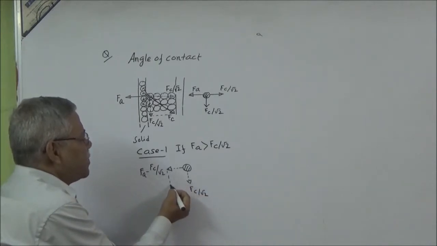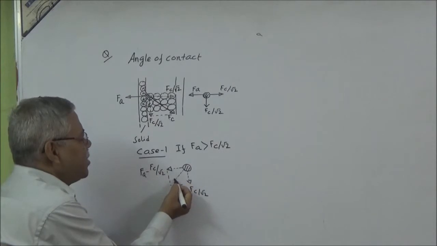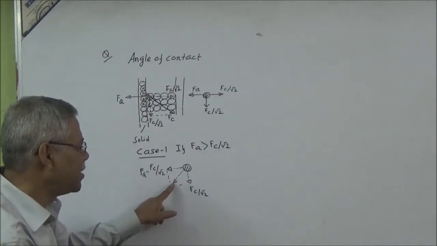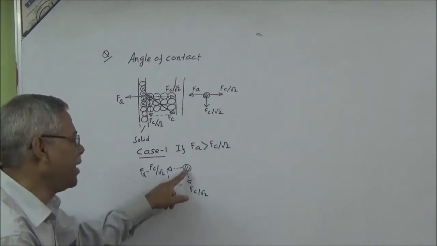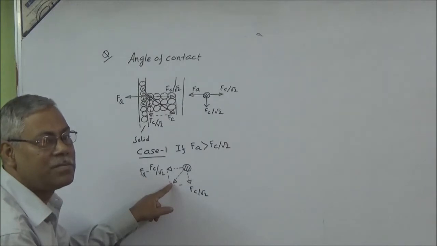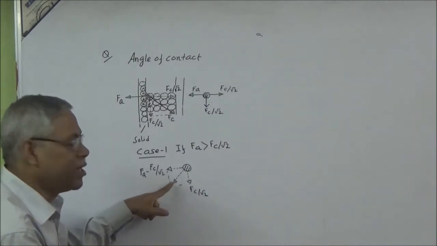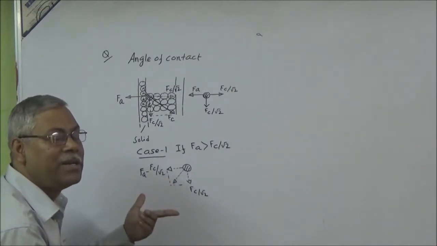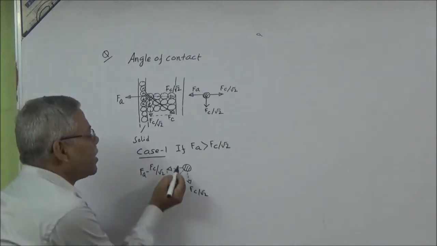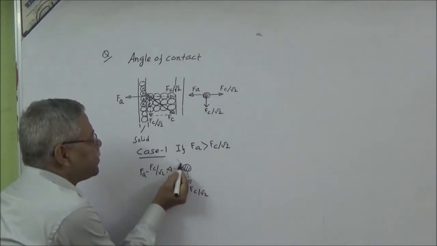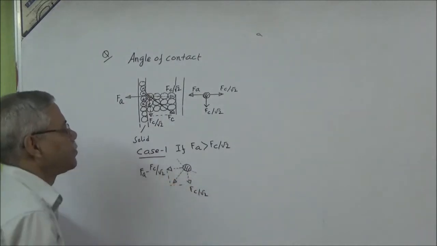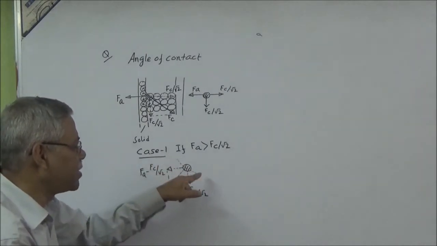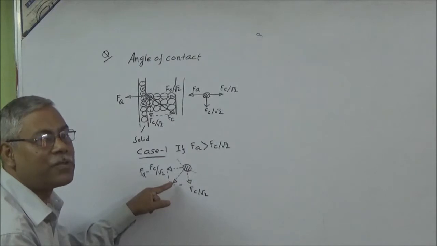So these two forces will have a resultant in this direction. So this is the direction of the net force acting on this molecule. Okay? This is the direction of the net force acting on this molecule, and accordingly the liquid surface will be like this, because the surface is always perpendicular to the net force.